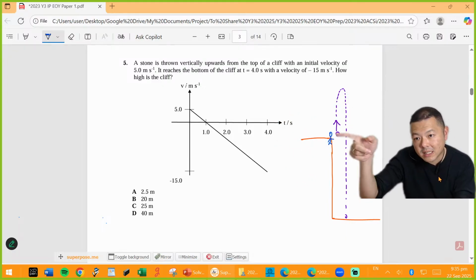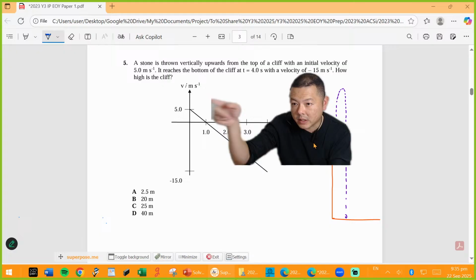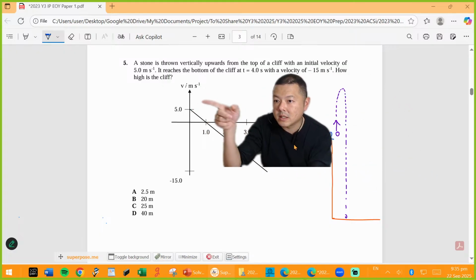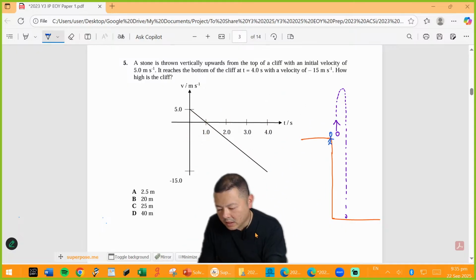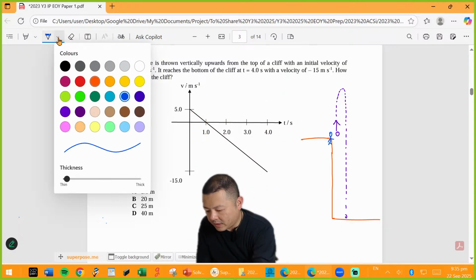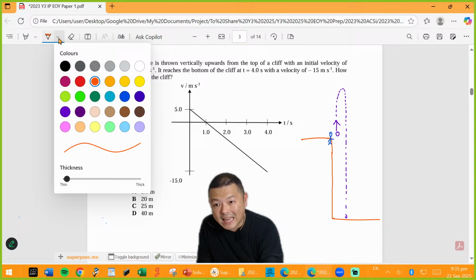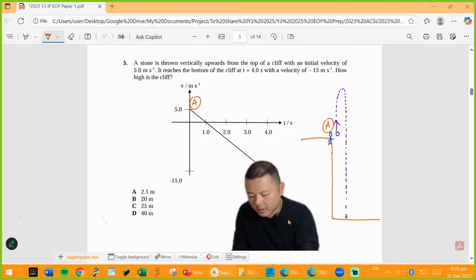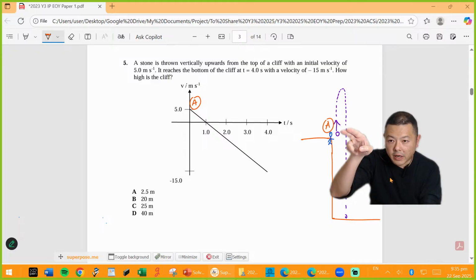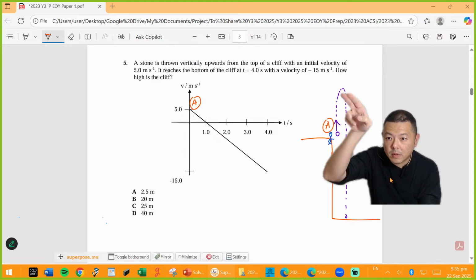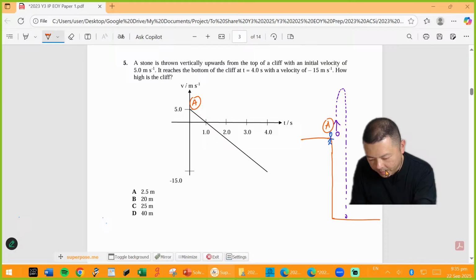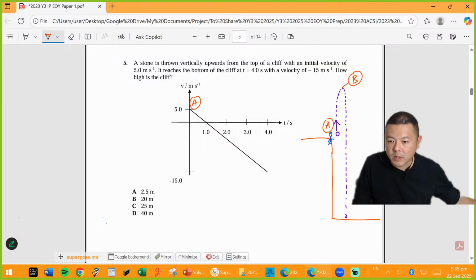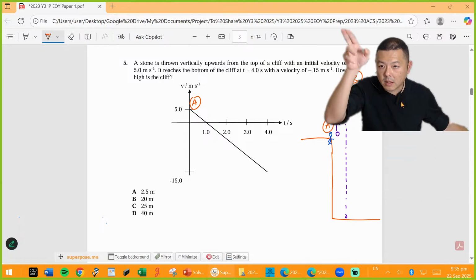Okay. So the starting point is here. That's where the starting point is. I'm going to call this point A. So as it goes up, what's the speed up there? What's the speed up here?